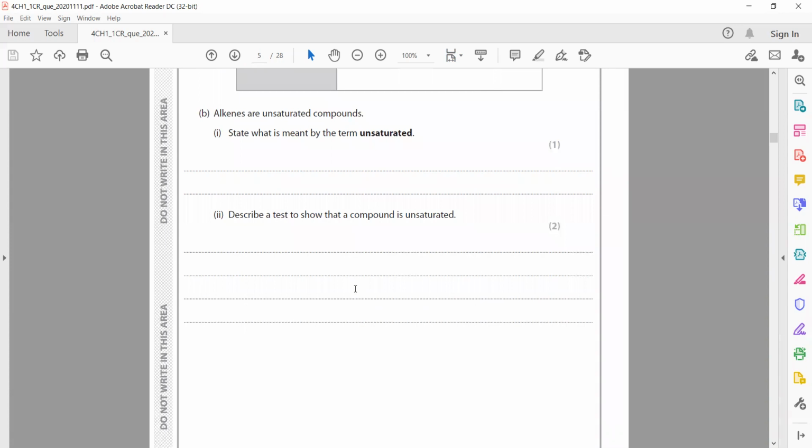Alkenes are unsaturated. What is meant by unsaturated? It means the compound contains a double bond. And how can we test for the presence of an unsaturated double bond? We can add bromine water. It will change from orange to colorless.